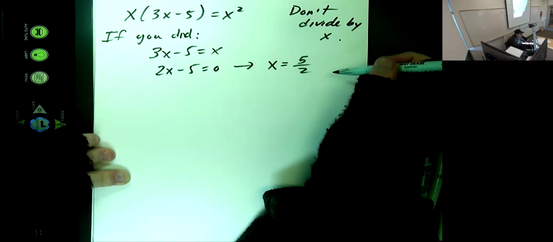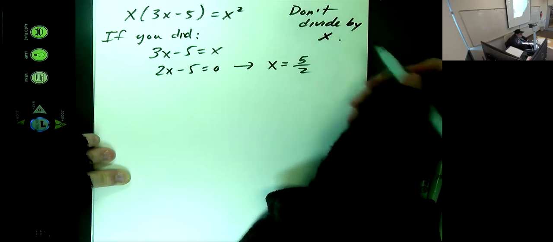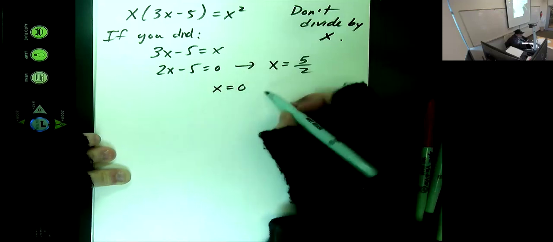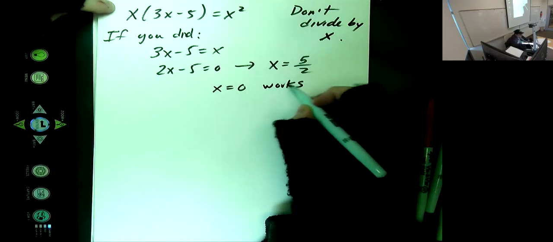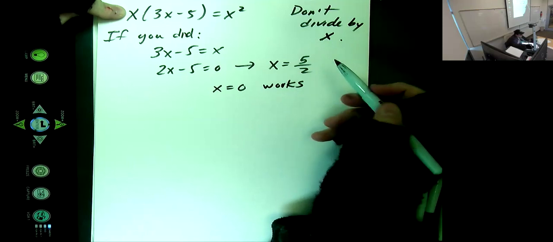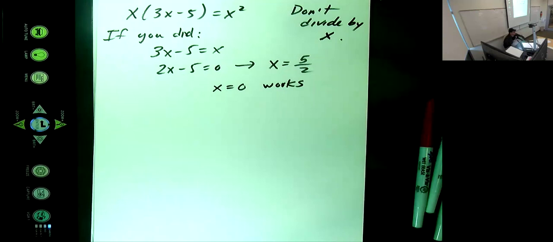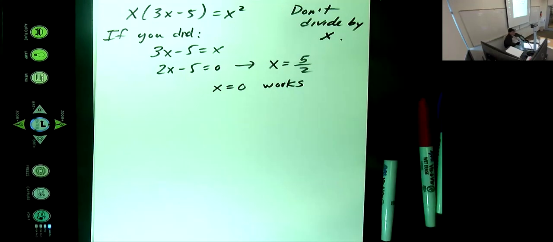But there's a missing answer. If you work this out, you're also going to see x equals 0 works. In fact, you can see it right here, plug in 0. 0 times anything gives me 0 on the left side. 0 squared on the right is 0. 0 equals 0 is a true statement. So x equals 0 is a solution, but if you divide by x, you wouldn't have gotten it.